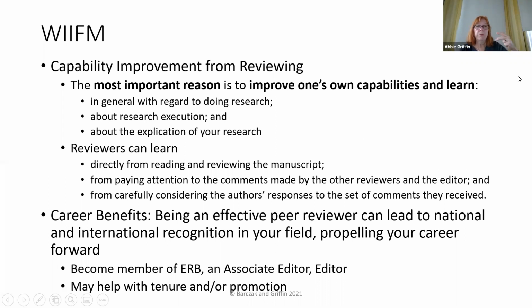And there are three kinds of things you can learn in general about doing research. What are interesting research questions? What are methods? How to explain it? How to do good research? About research execution. What is a good methodology? What is a good positioning? How to do. I've learned more about how to do various different kinds of statistics.